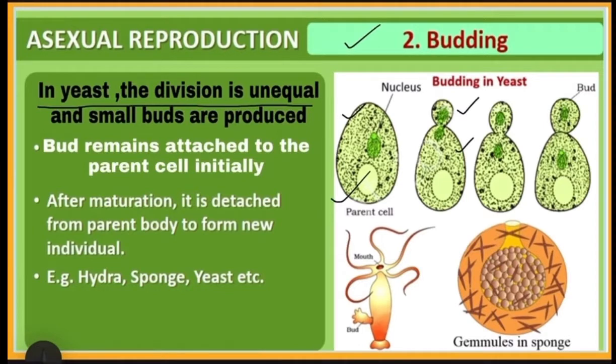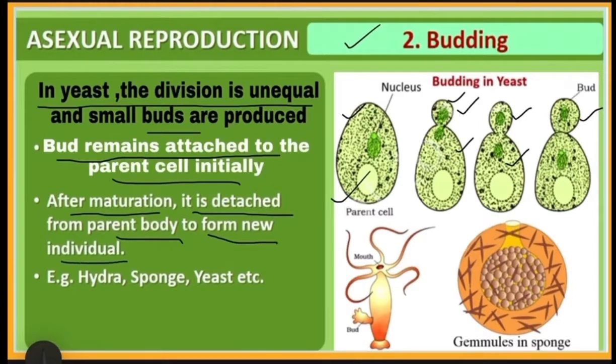As a result, this smaller part is called a bud. So buds are produced during the division, which is unequal. The bud remains attached to the parent cell initially, and after maturation, when it becomes mature, it is detached from the parent body. It separates from the parent body and forms a new individual.